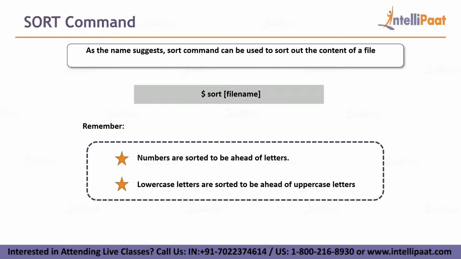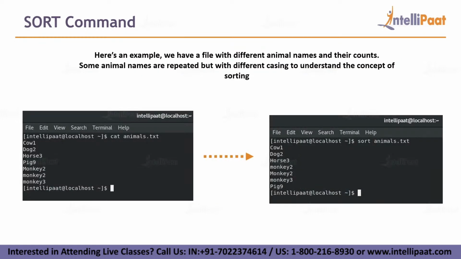Now first, numbers are sorted to be ahead of letters, and lowercase letters are sorted to be ahead of uppercase letters. These pointers we'll understand better when we see the output of the example here. You can see some animal names are repeated, with different casing as well as different numbers. I'm displaying the contents of the animals.txt file. You can see cow, dog, horse, pig and monkey. Then there are two more monkeys with small letters at the start, and the numbers are different. So now sorting the same file.